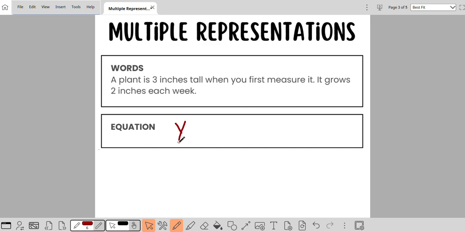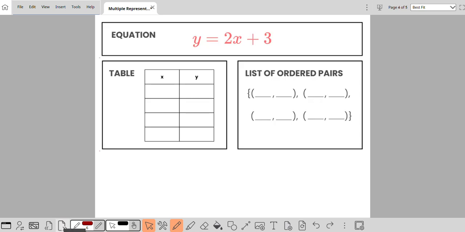Well, we're going to start with y equals. Now, how much is that plant growing each week? It's growing 2 inches every week. And where did it start? You can only start in one place, okay? It's not going to change. The growing's going to change. That's why there's an x there. But it started at 3 inches, and that is not going to change. So the words and then the equation: y equals 2x plus 3.